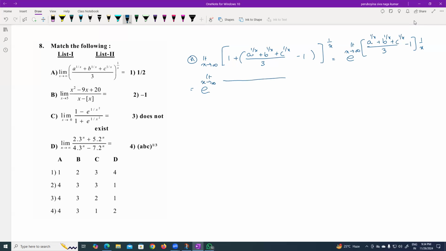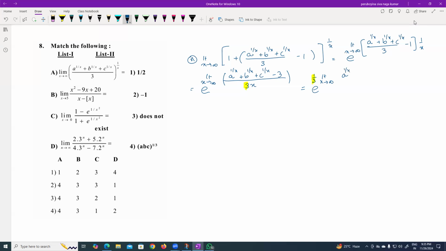So e power limit x tends to infinite. What will be the LCM? 3x. In the numerator, you can see a power 1 by x plus b power 1 by x plus c power 1 by x minus 3. Fine. So this minus 3, I will write e power 1 by 3 because this 3 is not needed here, not required. So I write that outside as a quotient. Limit x tends to infinite.